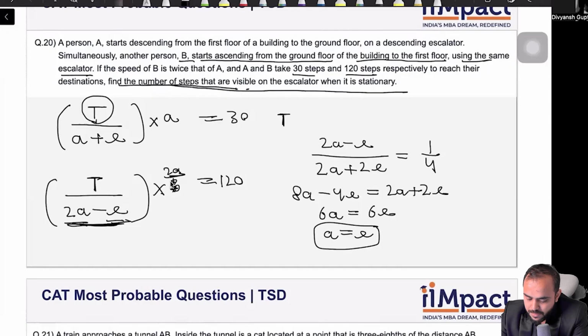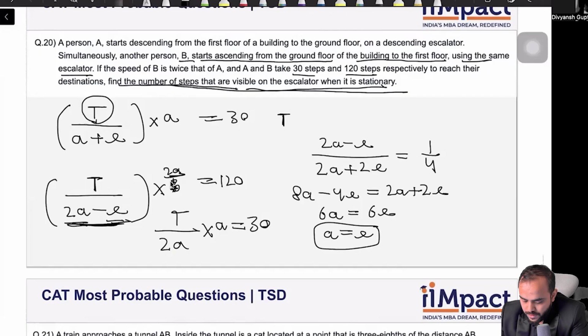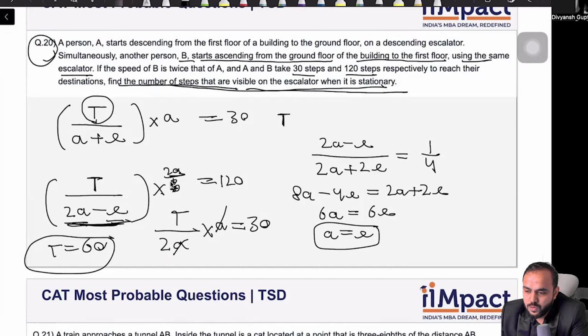Now, what I have to find is the number of steps that are visible on the escalator when it is stationary. So, T divided by 2a into a is given to me as 30. So, a and a is cancelled out, I'll get T is equal to 60 steps. So, the answer for question number 20 is going to be 60.